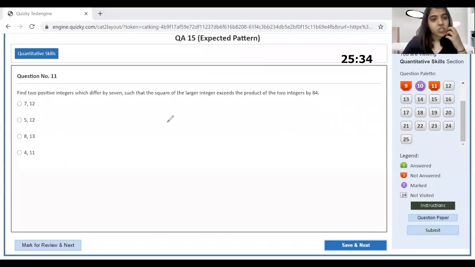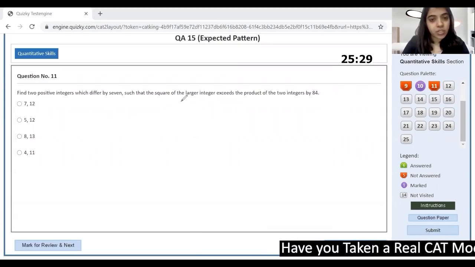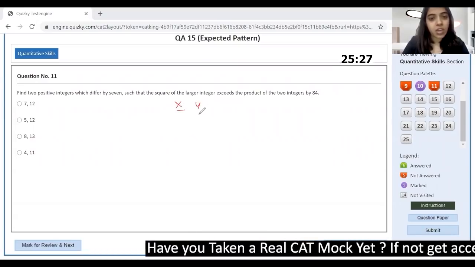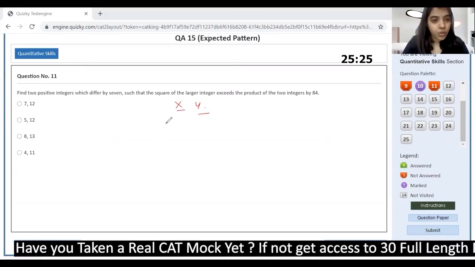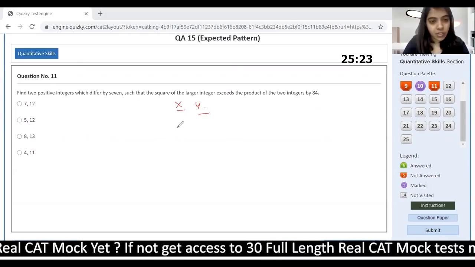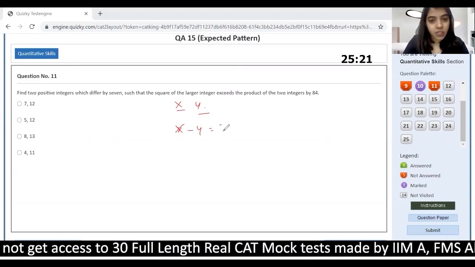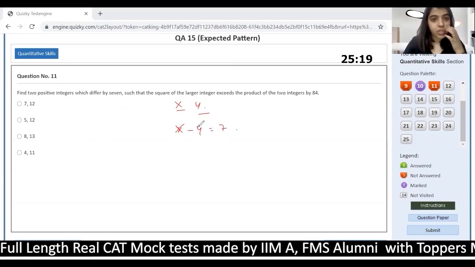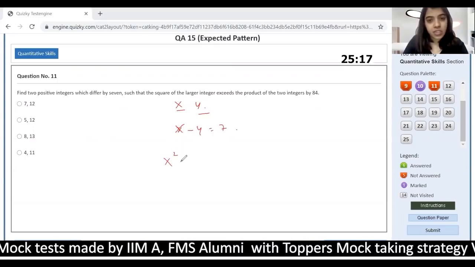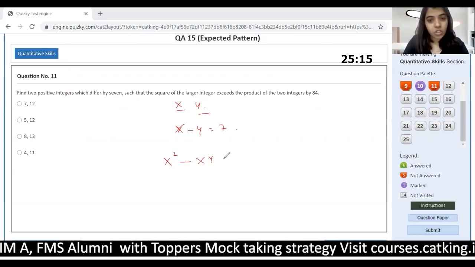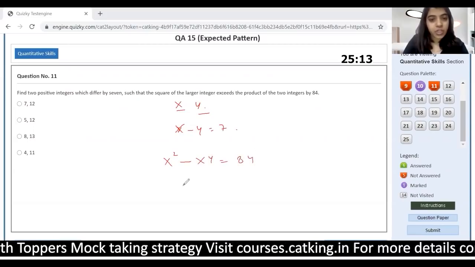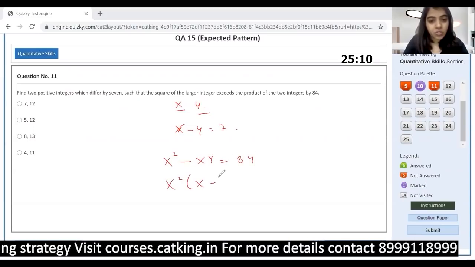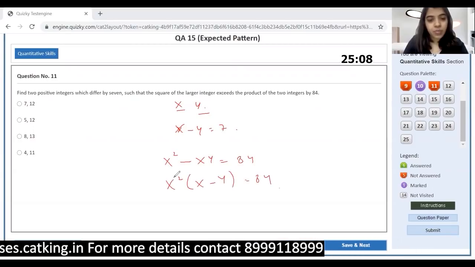Find two positive integers which differ by 7 such that the square of the larger integer exceeds the product of the two integers by 84. So let the two integers be x and y. X is larger, y is smaller. So x minus y is 7, and x square minus x into y is 84.